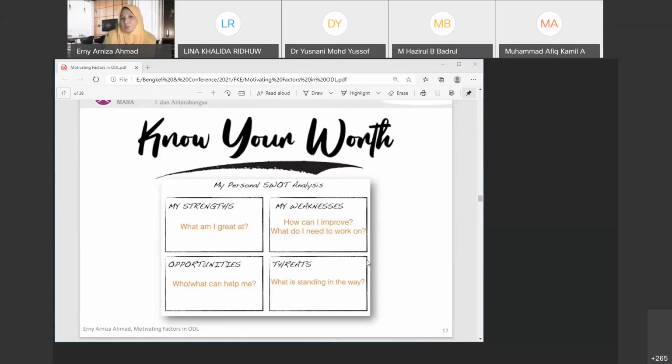Okay, so know your worth. Ambil template ni. Then start, do your own SWOT analysis. Yeah? Right, so by having that, and then you campur lagi dengan you punya 21st century development, insyaAllah, tip-top.